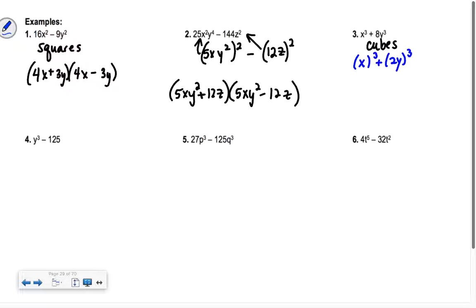I used to have my students write out the a's, the b's, and all that. We're not going to do the a's and b's. We're just going to know the setup.